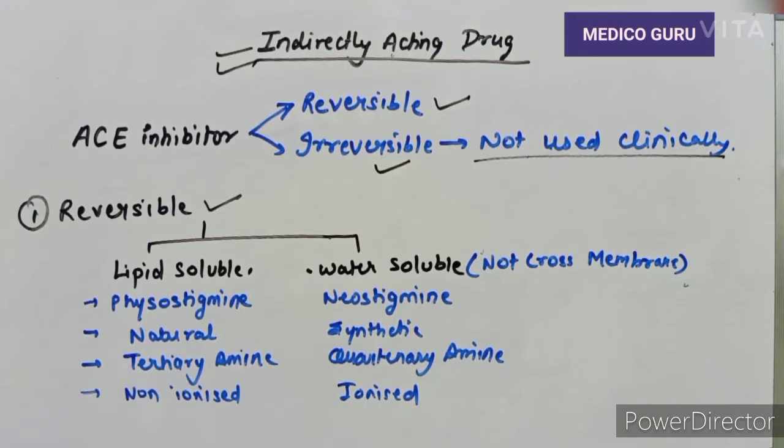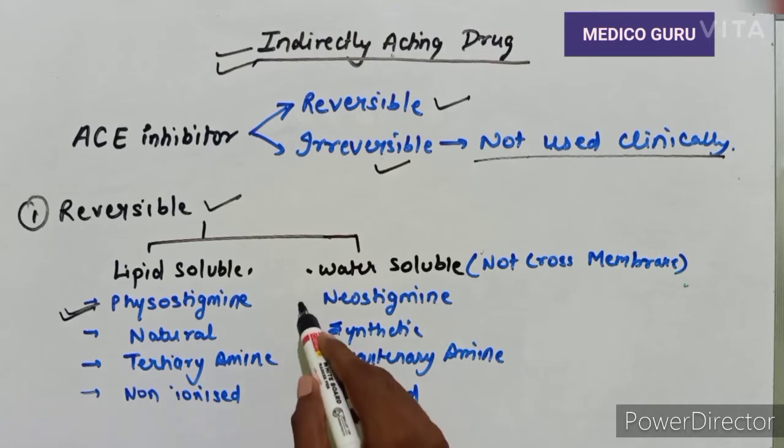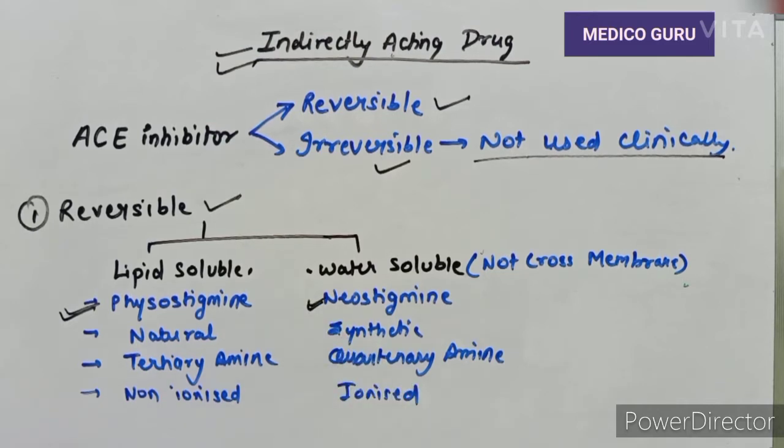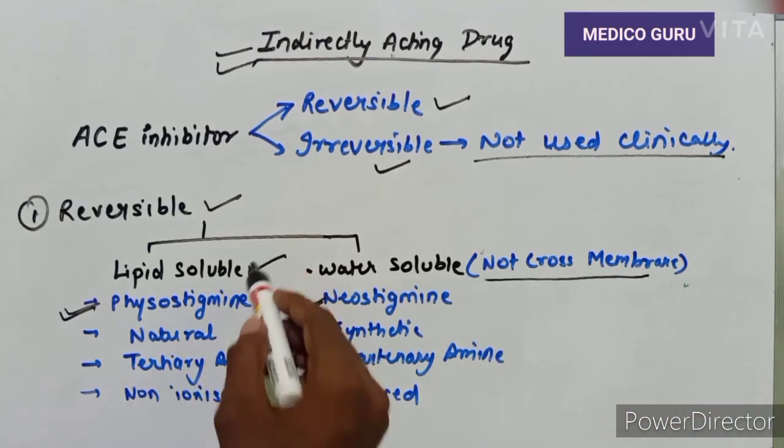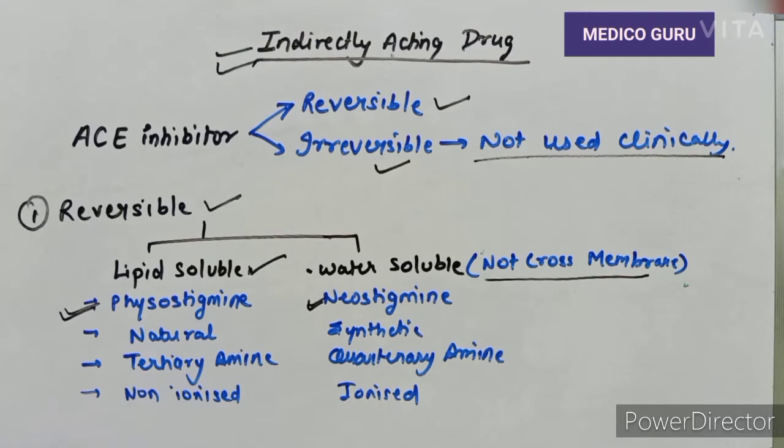So which are the lipid soluble? Physostigmine is the drug which is lipid soluble, and neostigmine is the drug which is water soluble. Water soluble drugs do not cross the membrane, but lipid soluble drugs can cross the membrane. What membrane are we talking about?